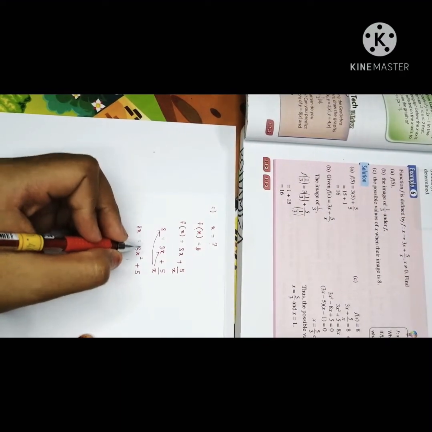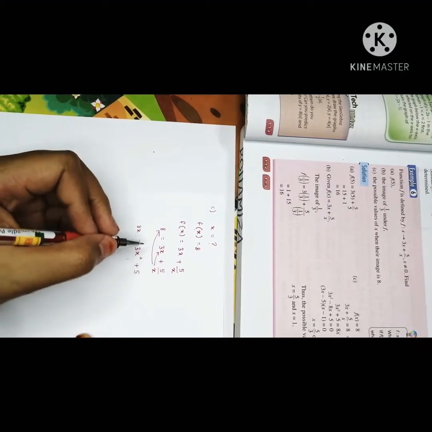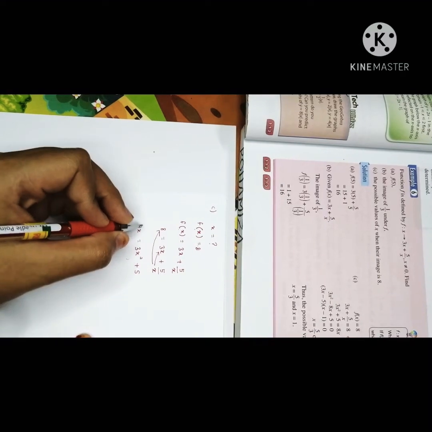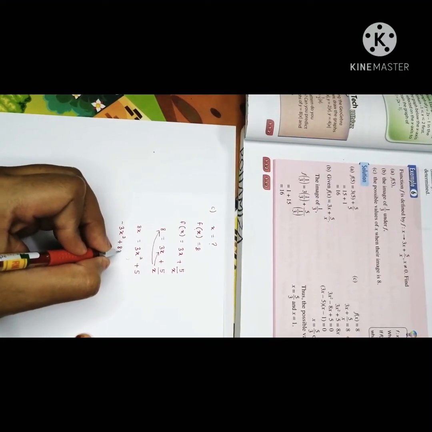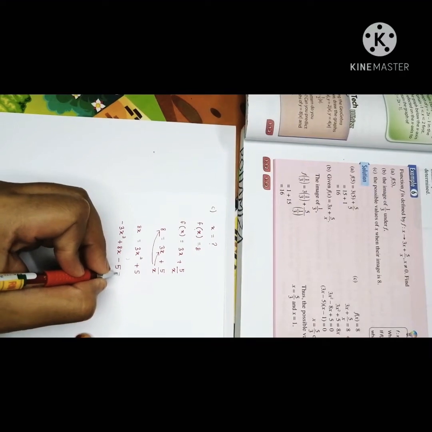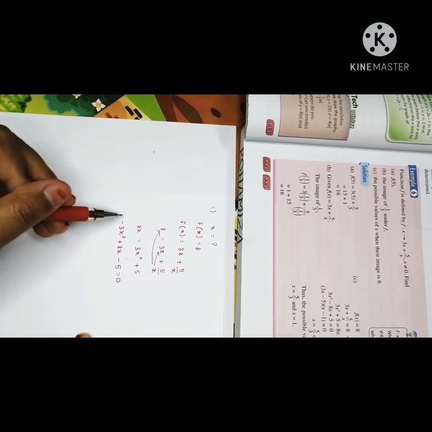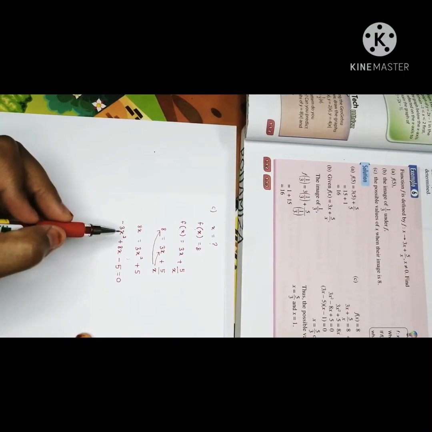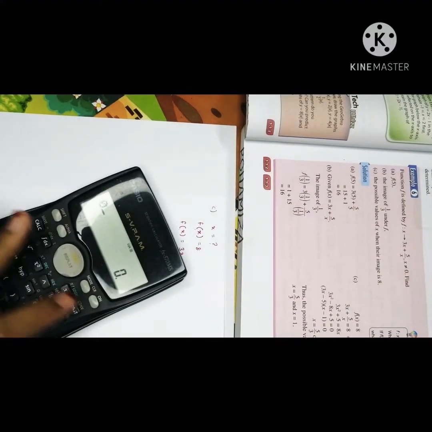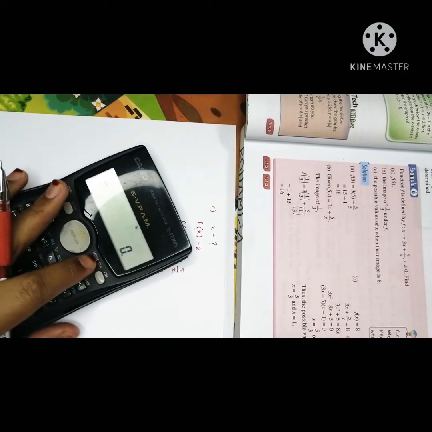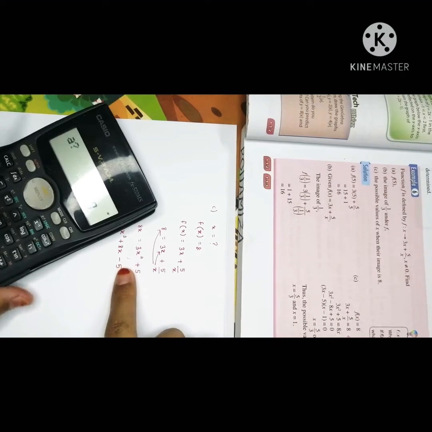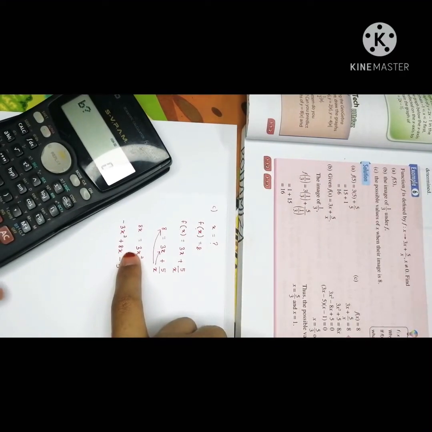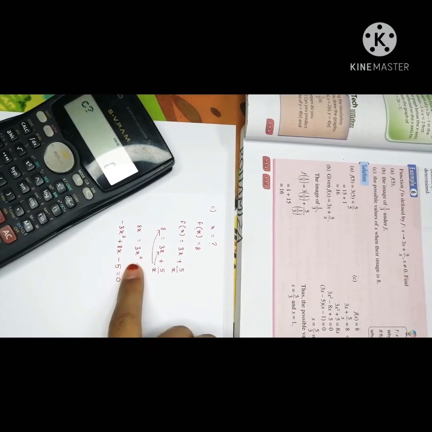Then bring everything from the right hand side to the left. So negative 3x squared plus 8x minus 5 equals 0. This is already in the form of a quadratic equation. How do you find the value of x? Use your calculator: press MODE, 5, then EQN, and choose degree 2. A is negative 3, B is 8, and C is negative 5. Then you will get the answer.